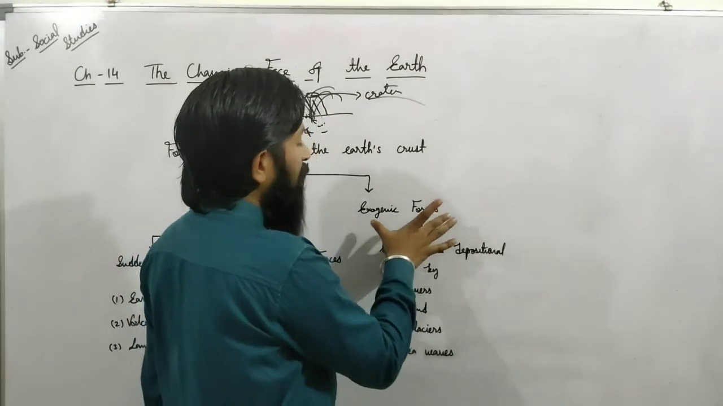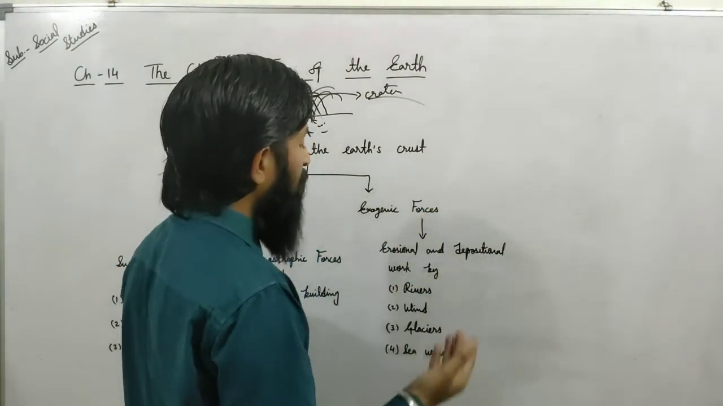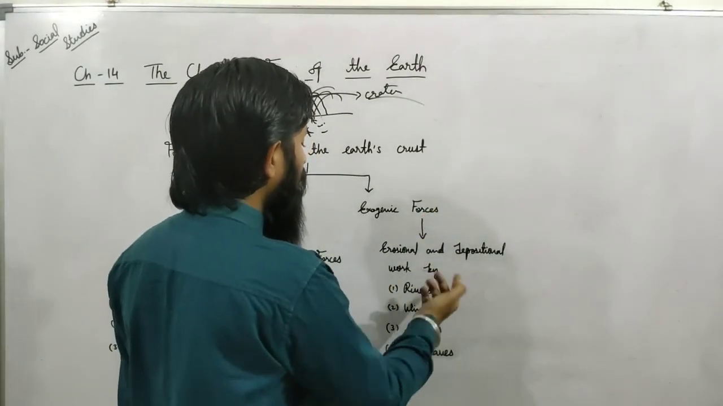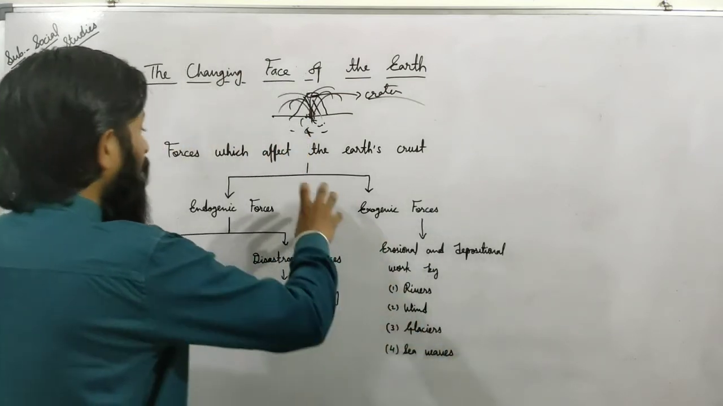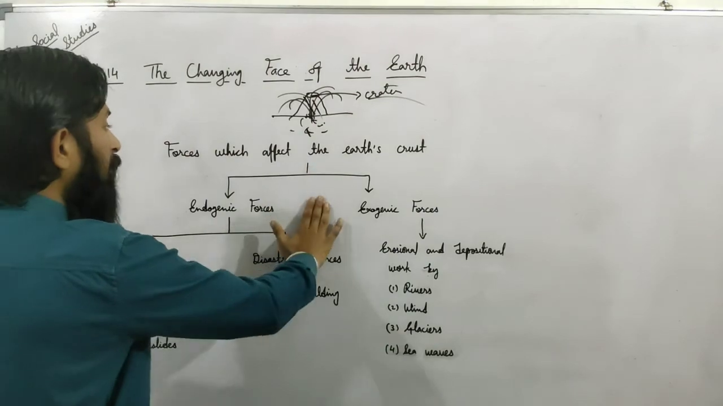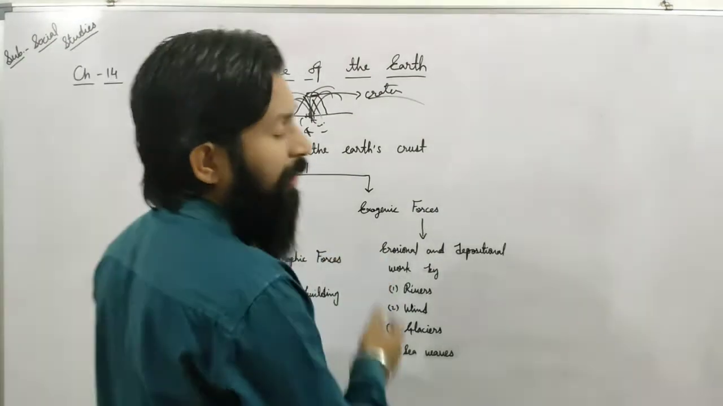Exogenic forces are forces that take place outside of the earth, like erosional and depositional work by rivers, wind, glaciers and sea waves. This is the main summary of the forces which affect the earth's crust.